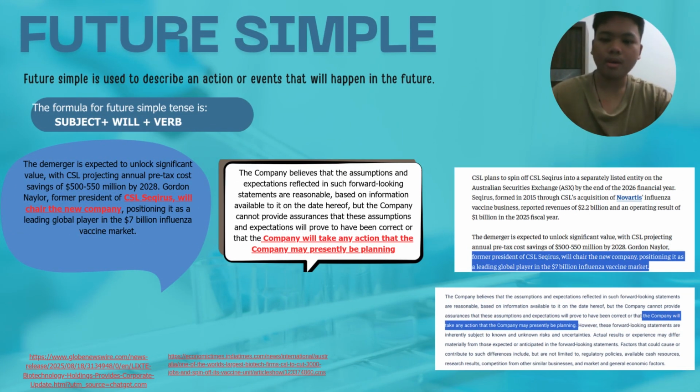Future simple is used to describe an action or event that will happen in the future, something that is going to happen in the future. So the formula for future simple tense is subject plus will plus verb. Let's go to the first example.